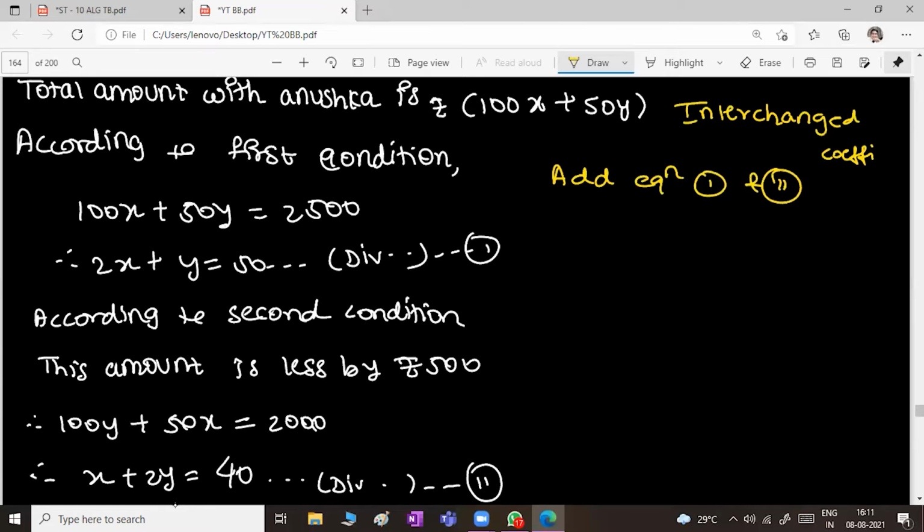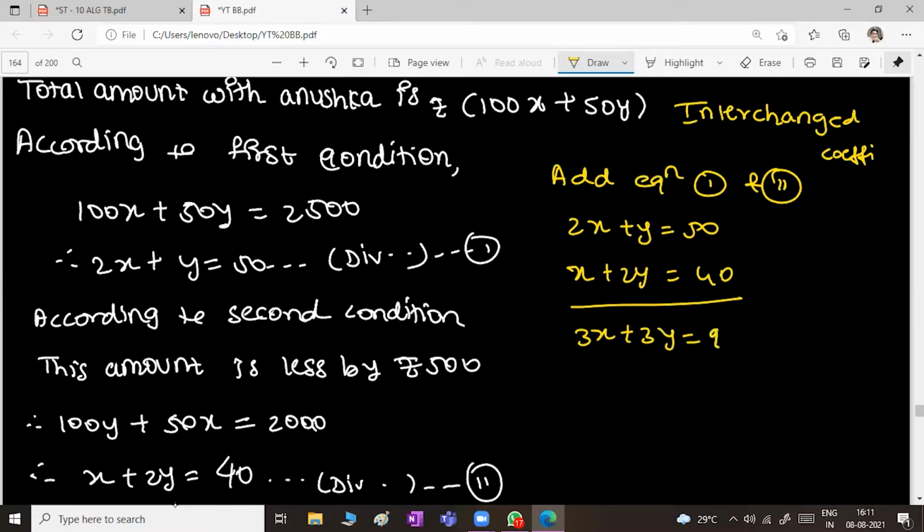Then we need to subtract 1 and 2, and then we need to add 3 and 4. So add this: 2x plus y is equal to 50, and here x plus 2y is equal to 40. I am going to get 3x plus 3y is equal to 90. x plus y is equal to 30.